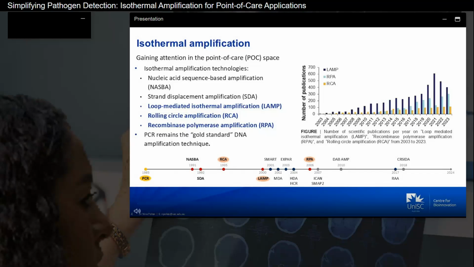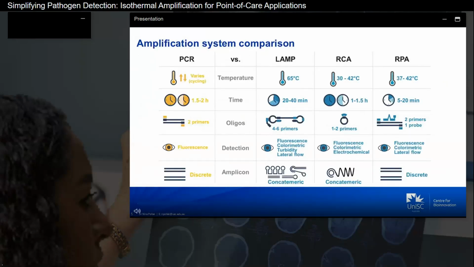While PCR has remained the gold standard for DNA amplification since its development in 1985, these isothermal techniques offer significant advantages for decentralized testing, particularly when rapid on-site results are needed. The figure here highlights the growing interest in isothermal methods, showing the number of scientific publications on LAMP, RPA, and RCA from 2003 to 2023. Let's take a closer look at how different amplification systems compare.